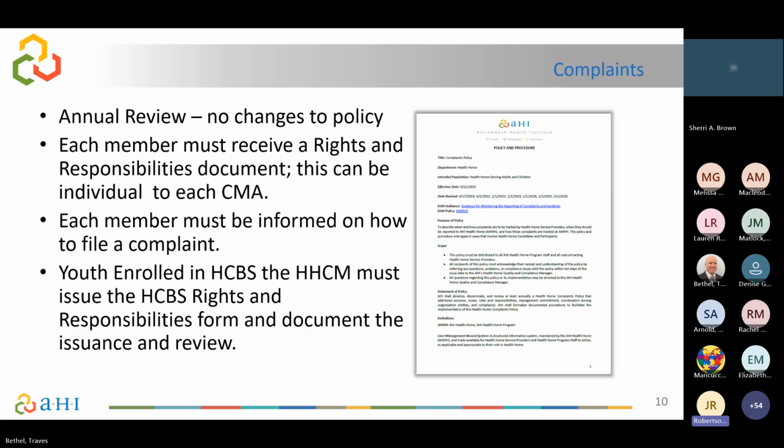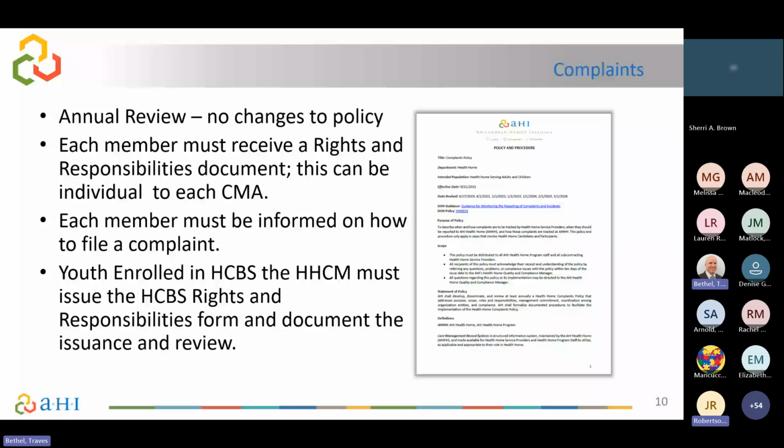Next, we have complaints. This is an annual review. There have been no changes to policy. Just a reminder that every member that we serve must receive rights and responsibilities in a document. This could be your CMA's document. You can use the desk guide that we have in our policy. Everyone must be informed of what they have a right to, and how to file a complaint if needed.